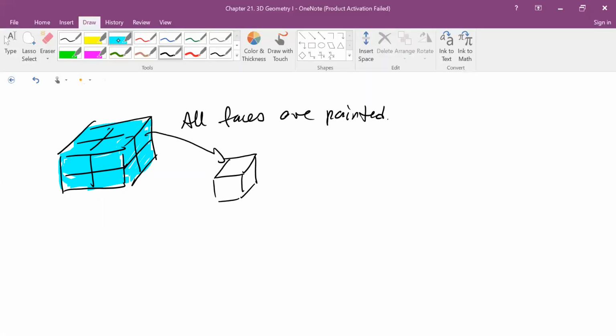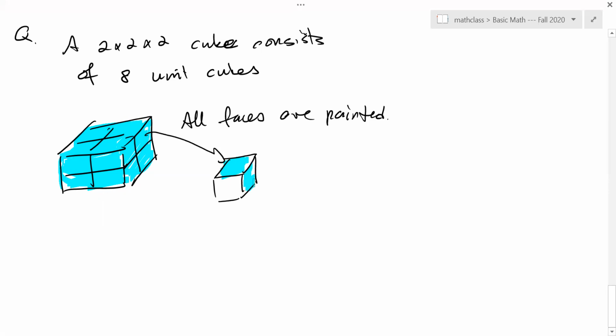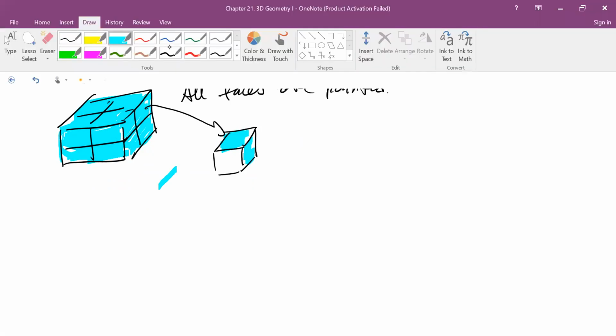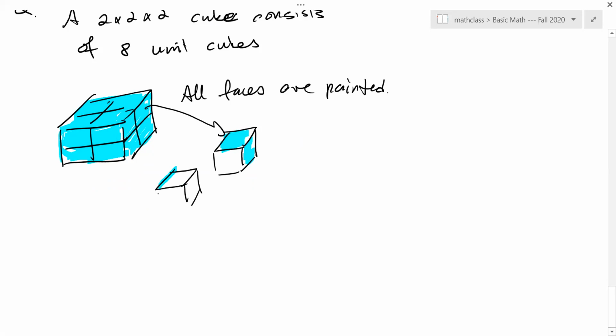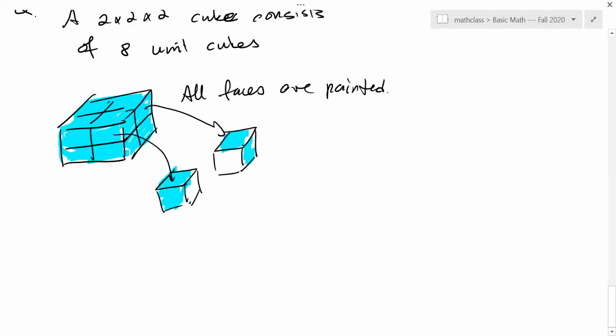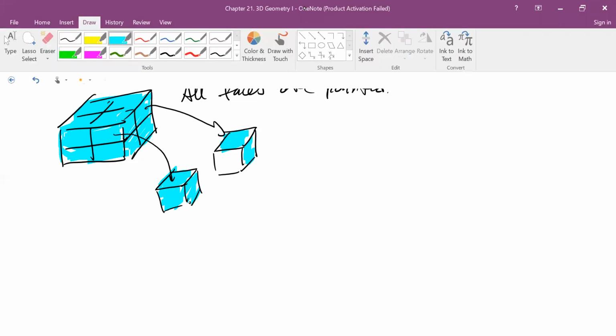And you find out not all the sides are painted. Of this unit cube, I think 3 faces are not painted. So you have lots of them. Like this one, let's put it here, and all the faces you can see are painted. So you have so many. In total, you have 8 cubes.